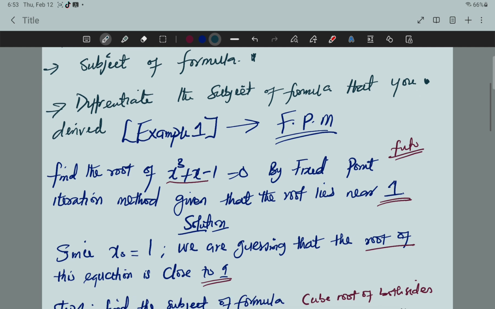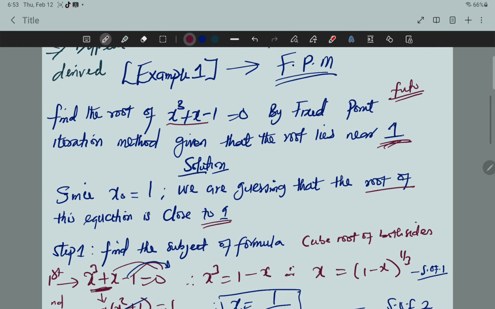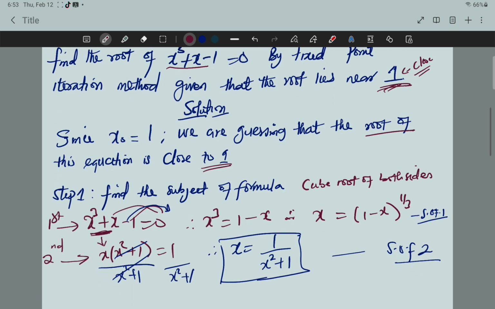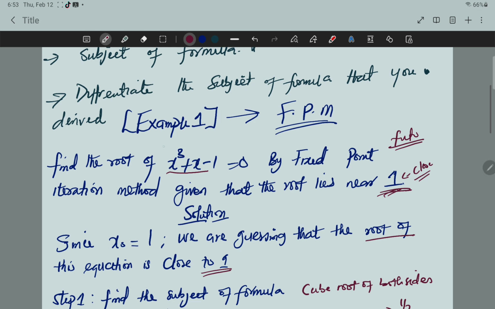This is a past question, and it says, find the root of x to the power of 3 plus x minus 1 is equal to 0 by fixed point iteration method, given that the root lies near 1. So the fact that the root lies near 1 makes us understand that the answer is close to 1. Alright, so the first step is to find the subject of formula from this particular equation.